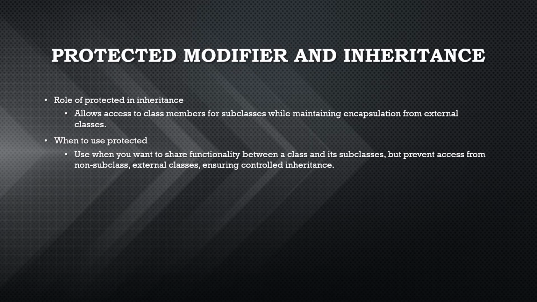The protected modifier in Java plays a key role in enabling inheritance while preserving encapsulation. It allows subclasses to access parent class members, even if they are in different packages, while preventing access from other external classes. This makes protected useful when you want to share functionality between a class and its subclasses, allowing them to inherit and extend the behavior without exposing these members to the outside world. It strikes a balance between code reuse and controlled access, maintaining encapsulation while supporting inheritance.